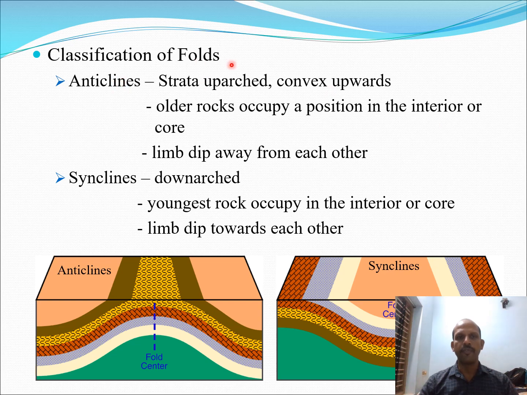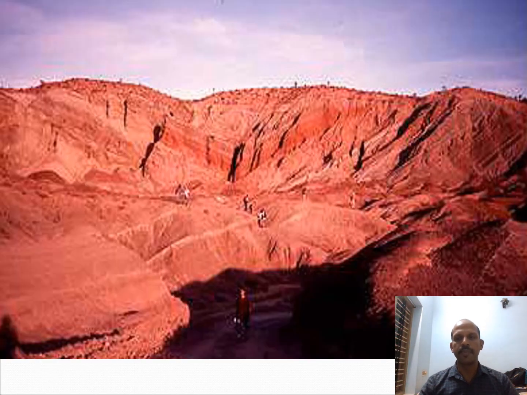So classification of folds. You have got anticlines and synclines. In the previous slide when we saw the picture, you have got an anticline over there, and a syncline is when it's reversed. When the limbs are upwards, you term it as syncline, and when the limbs are downwards, you term it as anticline. So here's a picture.